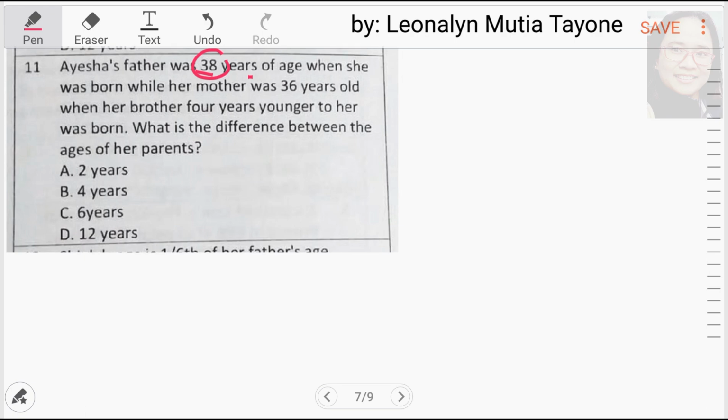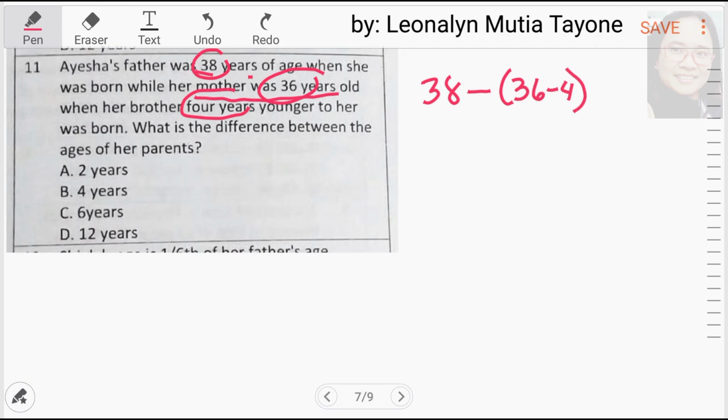38 years old si Papa nung ipinanganak si Aisha. 38. Tapos, after 4 years, ipinanganak yung brother niya. Kasi yung brother niya ay 4 years younger sa kanya. So, after 4 years, ang edad naman ni Mama ay 36. So, this is minus 36 minus 4.